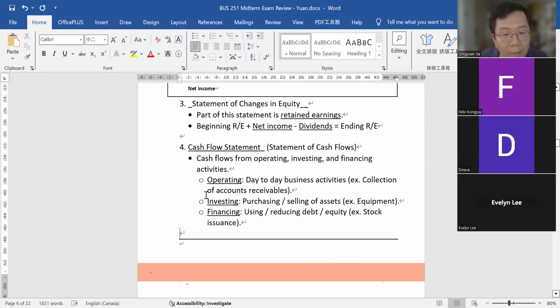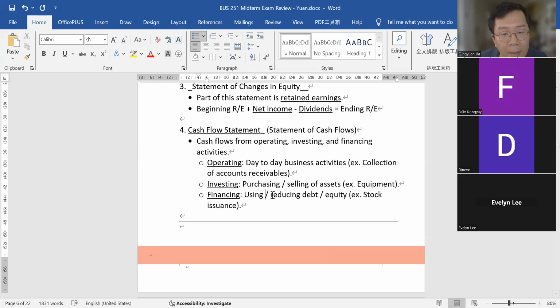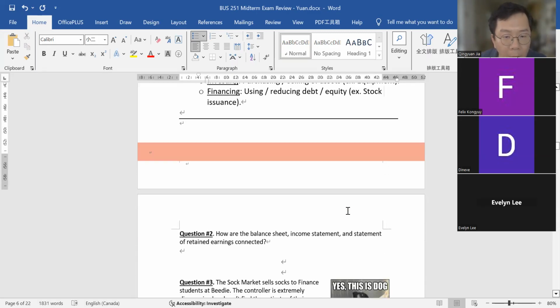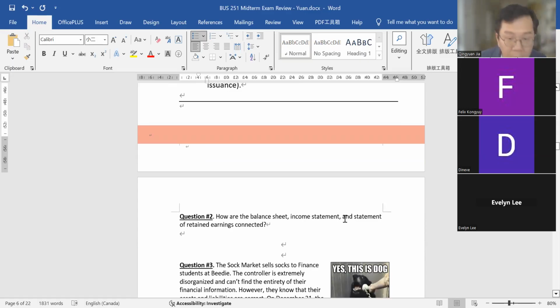And next thing is financing. So financing means you are using or reducing debt or equity. For example, you are borrowing money from the banks, or you are paying off your debts to the banks, or you are issuing new stocks to the public. This is all related to financing activities. Okay, let's move to the next one.